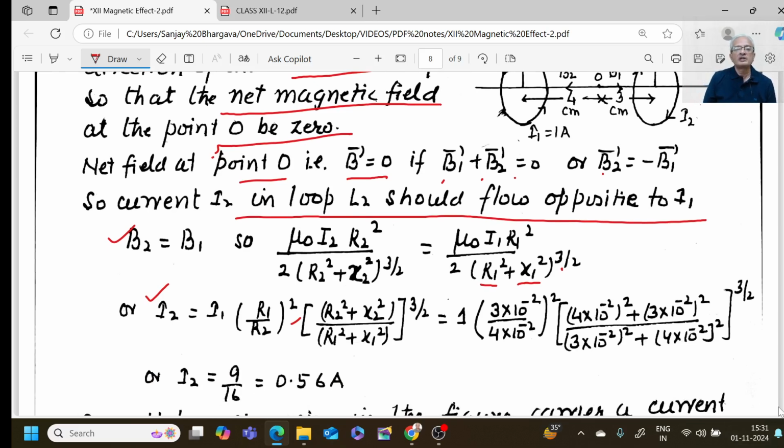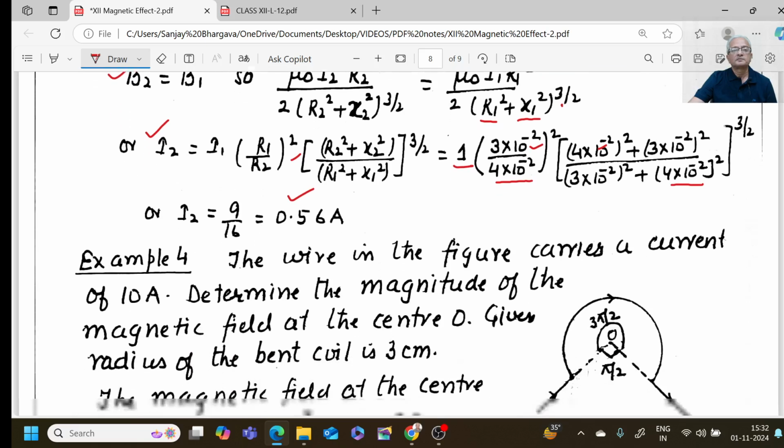Substitute all the quantities that are given. I1 is 1 ampere, R1 is 3 × 10⁻² meter, R2 is 4 × 10⁻² meter, then R2², X2 is 3 × 10⁻² whole squared, R1 is 3 × 10⁻² whole squared, and X1 is 4 × 10⁻² whole squared. So I2 comes out as 9 by 16, that is 0.56 ampere.